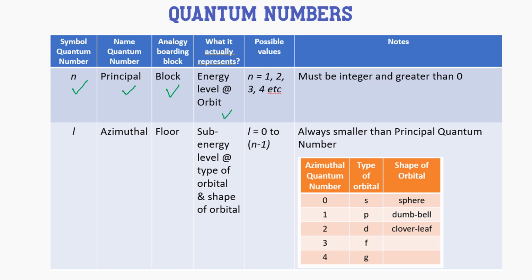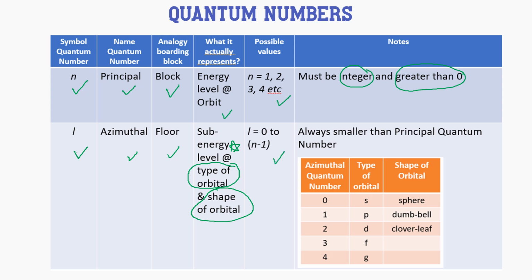So the possible values for n are n equals 1, 2, 3, 4, and so on, which is an integer and must be greater than 0. Okay, next is l, which represents the azimuthal quantum number. In the block, we consider it as the floor, which we can say is the sub-energy level. Later, you will try to understand the type of orbital and also the shape of the orbital. Basically, the possible value for l is l equals 0 to n minus 1.